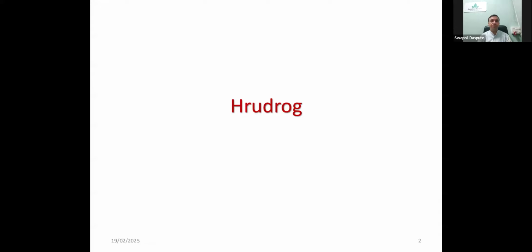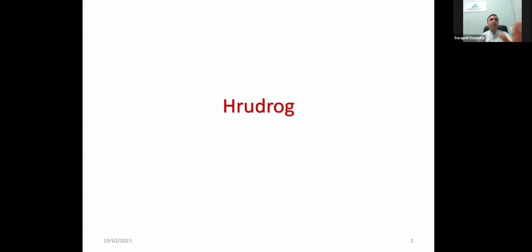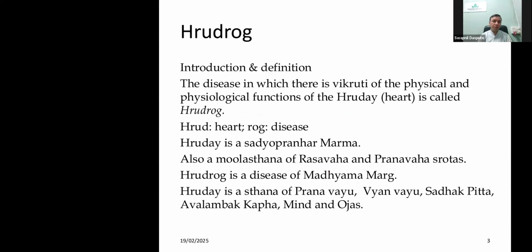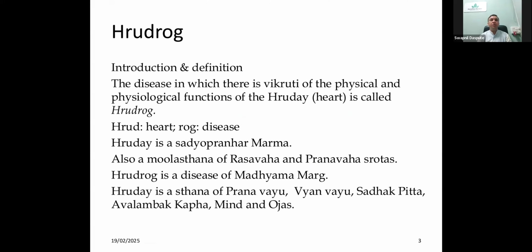In the series of the diseases, the next disease which we are going to study is Rudrog. Let us see what exactly is Rudrog. You know this word Rud, right? We have studied Rudbasti, so now you know what Rud means. Rud means heart, and Rog is disease. So disease related to the heart, or heart disease, is Rudrog. Let us see what is mentioned in the classical textbooks.